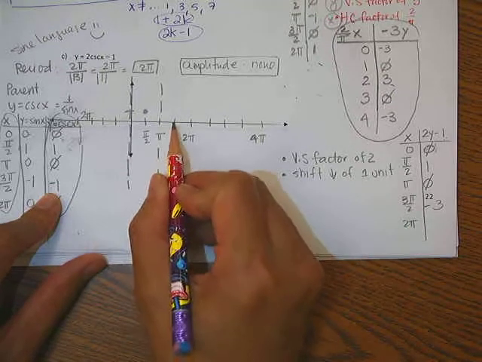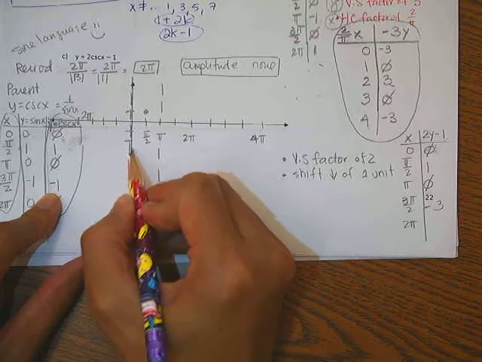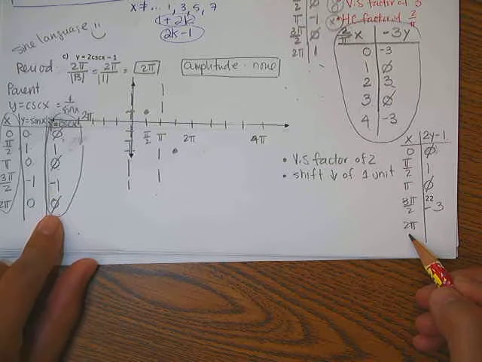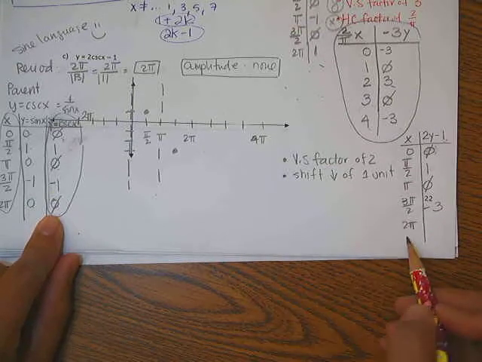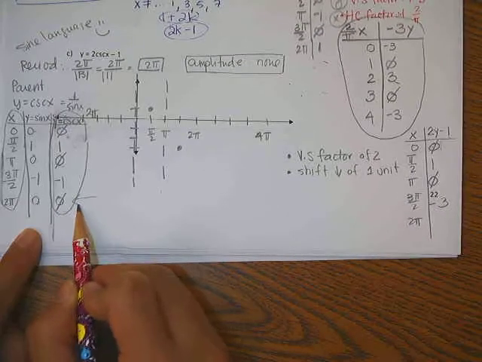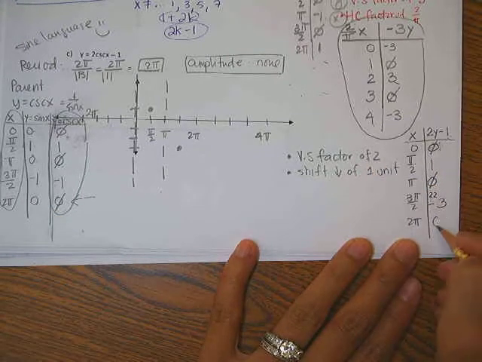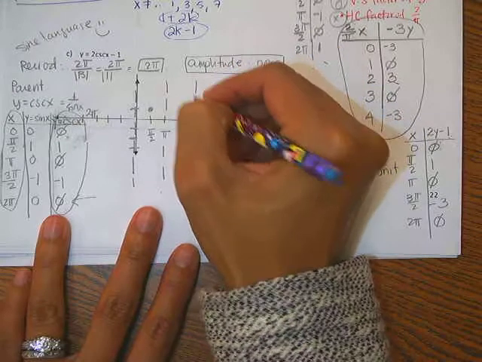So 3 pi over 2 is right here. Negative 1, negative 2, negative 3. There's my dot. My output is asymptote. Okay, so at 2 pi, look at this one over here. At 2 pi, my output is asymptote, and an asymptote stretched or shifted down is still an asymptote. So I have an asymptote here.